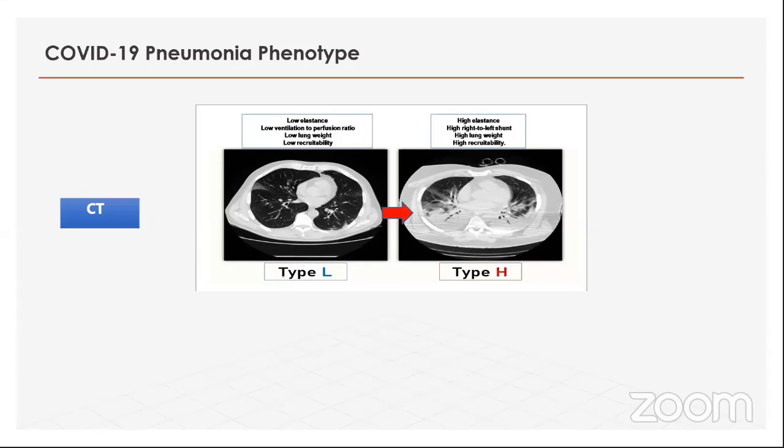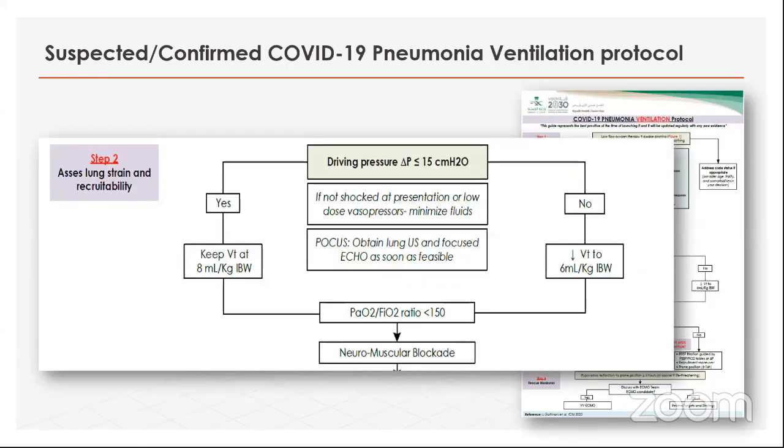All this is here and there. Everyone knows type H with high recruitability, and type L with low recruitability. Now our goal is to know what kind of recruitability we have. So the second stage, or second step, is to assess the lung strain and the recruitability. Lung strain means the response to applied stress.